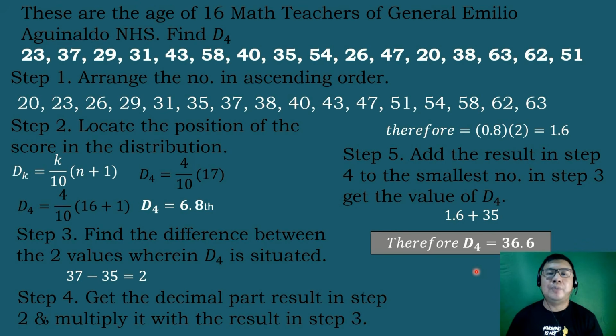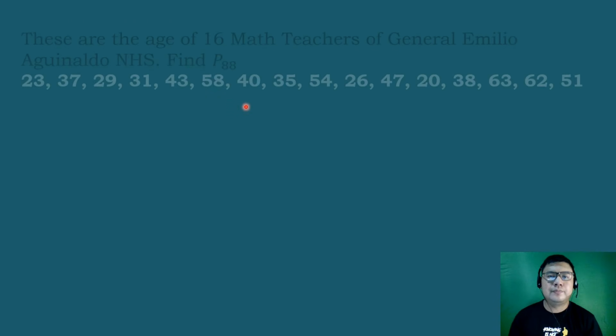Therefore, the value of decile 4 is 36.6, and if we try to interpret this, 40% of the math teachers of General Emilio Aguinaldo National High School have an age of less than or equal to 36.6. Let's have our last example.